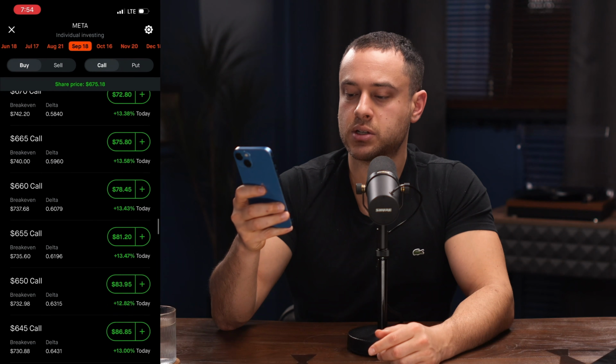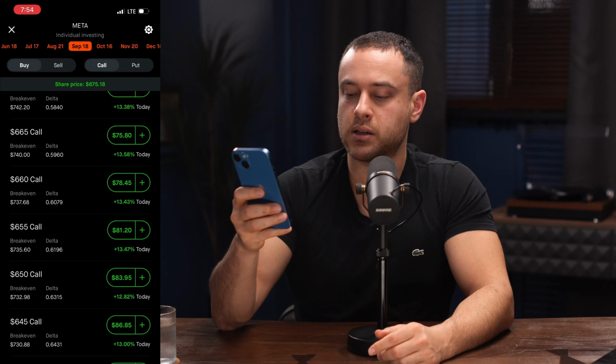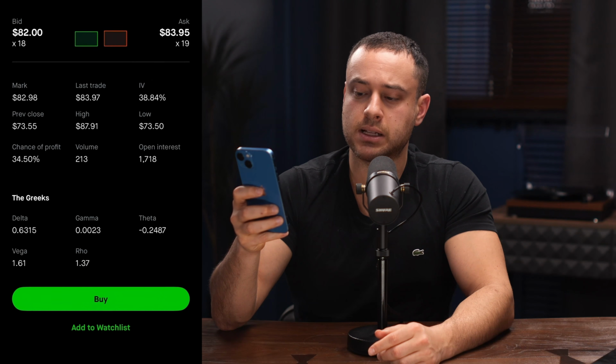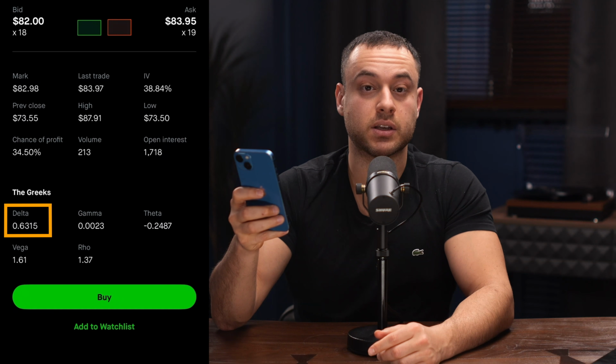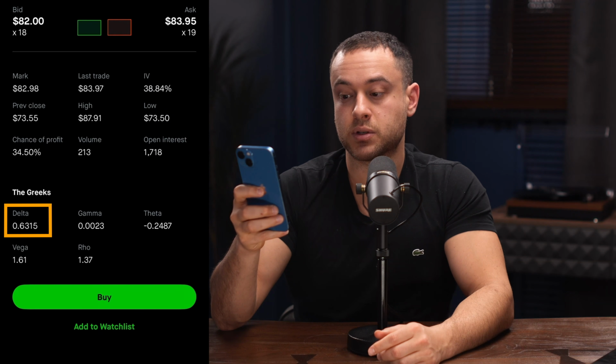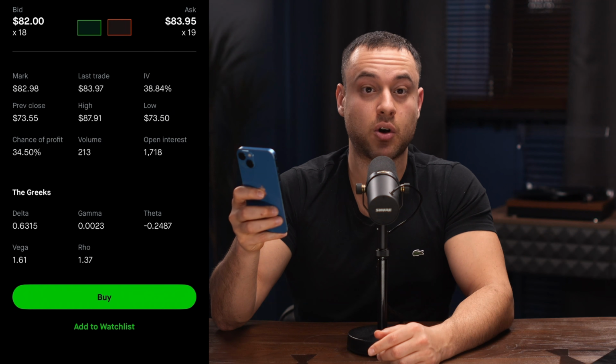An in-the-money option is going to have a higher delta. So if I click into 650 right here, you will see the delta is 0.63. And all that means is that the option has a lot of sensitivity. If the stock goes up, then this option is going to move 63 cents for each dollar that the stock moves up.